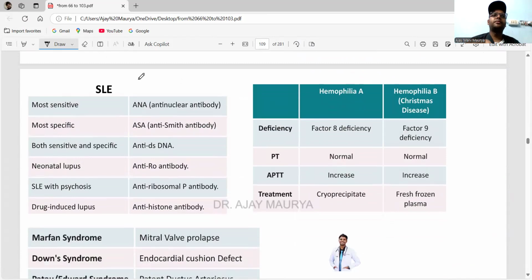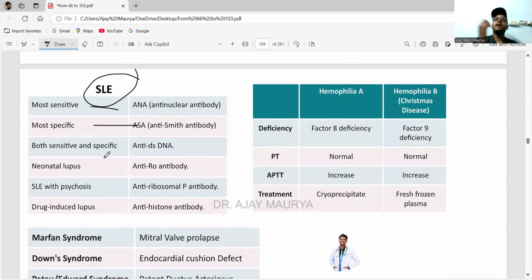Next, remember from SLE. What is important? The most sensitive test is the ANA, antinuclear antibody. Most specific is the anti-Sm antibody. See, sensitive is ANA, specific is anti-Sm. Okay?